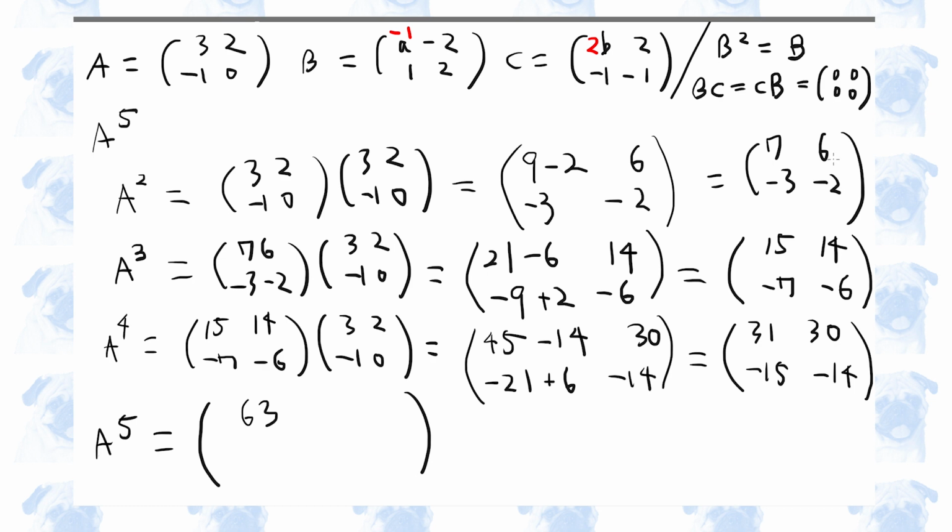6 times 2, 12 plus 2, 14. 14 times 2, 28 plus 2, 30. 30 times 2, 60 plus 2, 62. Minus 3 times 2, minus 6, minus 1. Minus 7 times 2, minus 14, minus 1. So minus 15 times 2, minus 30, minus 1, minus 31. Minus 2 times 2, minus 4, minus 2. Minus 6 times 2, minus 12, minus 2. So minus 14 times 2, minus 28, minus 2, minus 30. And this is the answer.